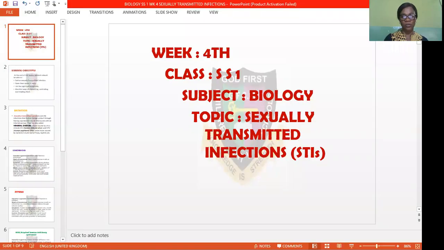Also, we talked about how we can prevent and control the spread of microorganisms. I believe you have all read your notes, you have done the assignment, and you have submitted all of them online. Today, we shall be seeing our fourth topic for this term, which is sexually transmitted infections, STIs.